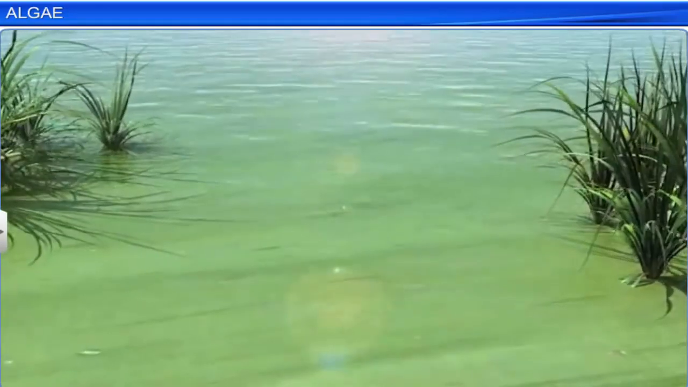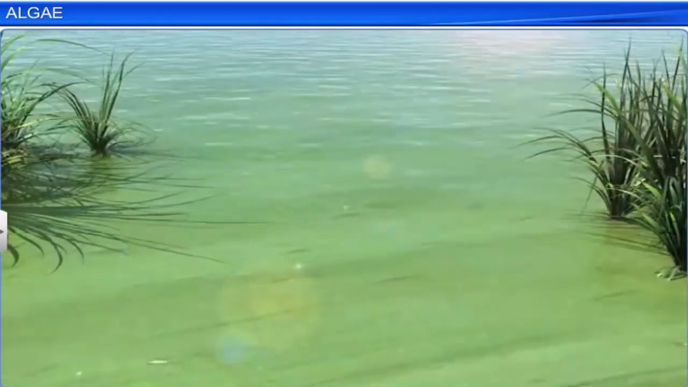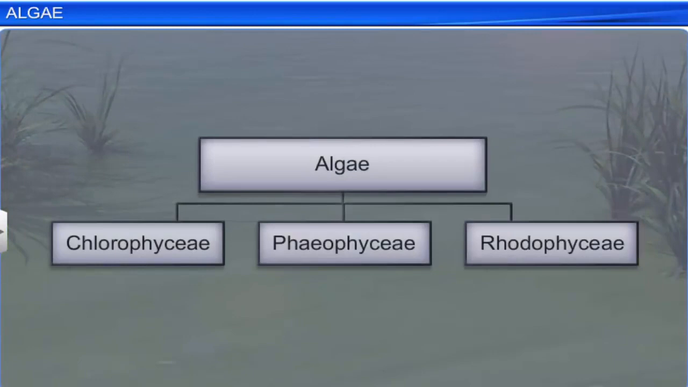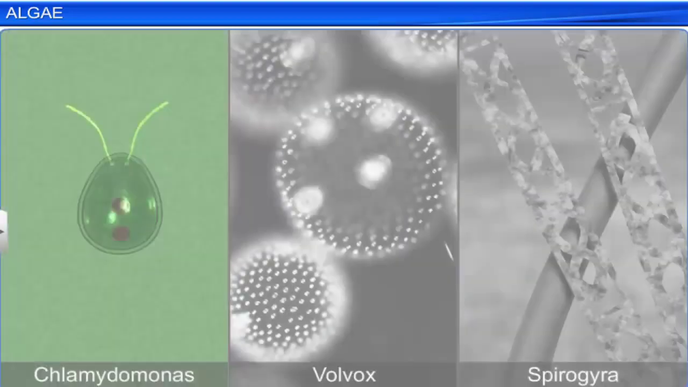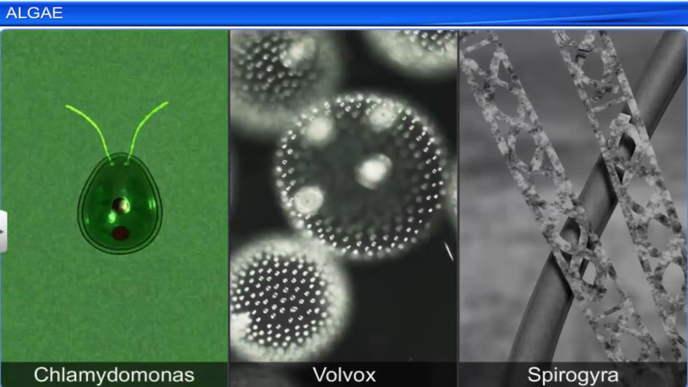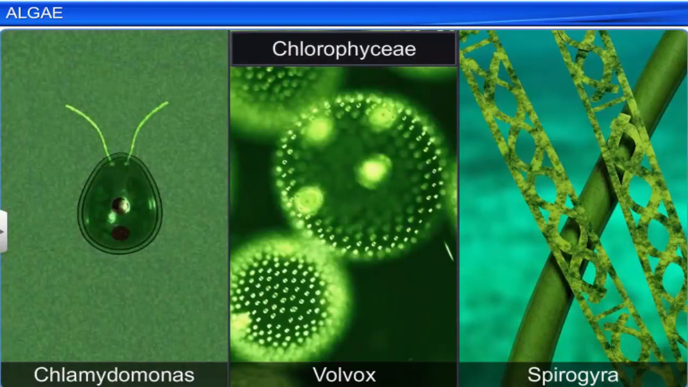Based on the type of pigment and the type of stored food, we can classify algae into Chlorophyceae, Phaeophyceae, and Rhodophyceae. Chlamydomonas, Volvox, and Spirogyra are some members of the class Chlorophyceae. They are commonly called green algae and can have a unicellular, colonial, or filamentous body.